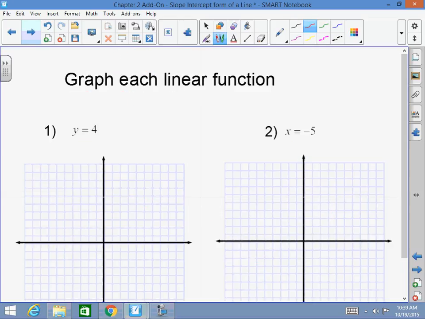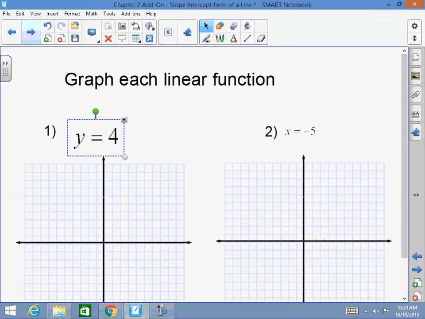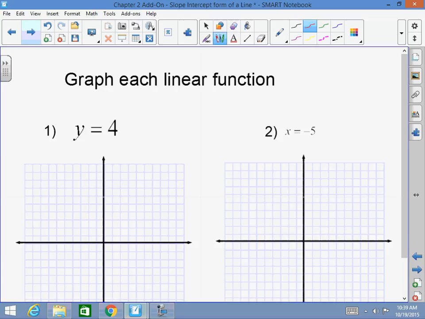Okay, graph each function. Now we got something a little different here. What did I tell you y equals 4 looks like, guys? It's a zero slope, but what does that line look like? Horizontal, going through the 1, 2, 3, y equals 4 is right here. You know you're accurate because it's a zero slope. Horizontal lines have zero slopes.